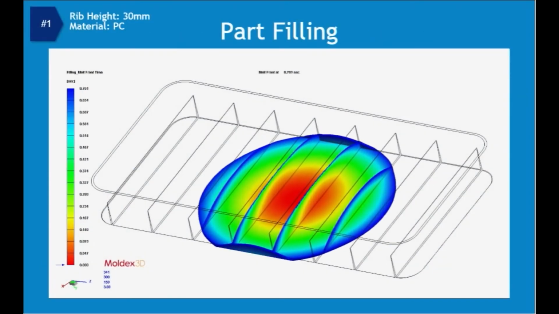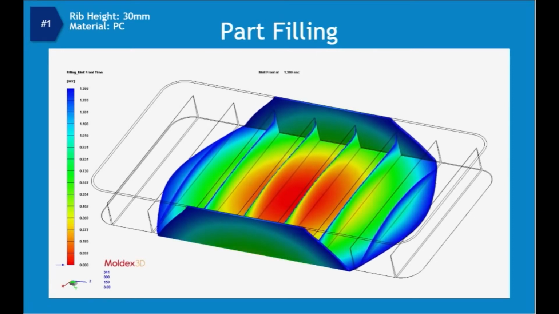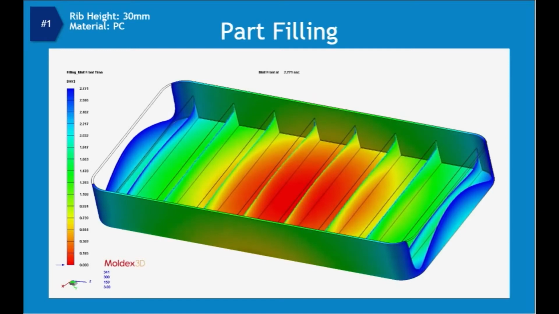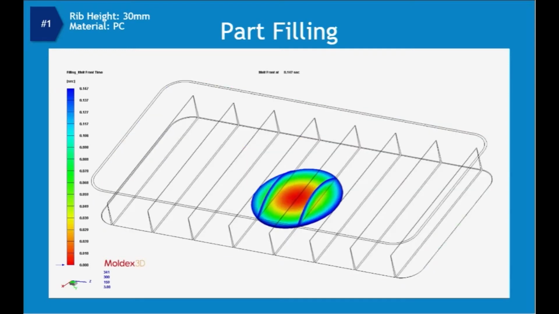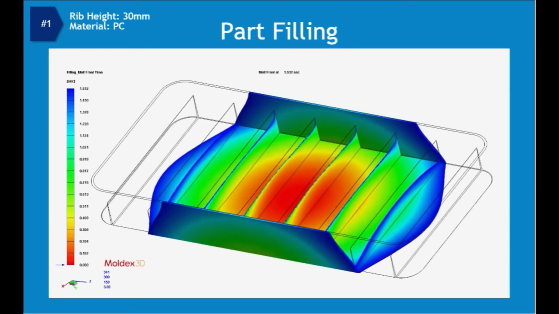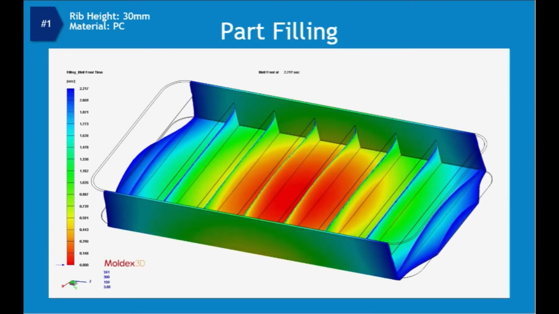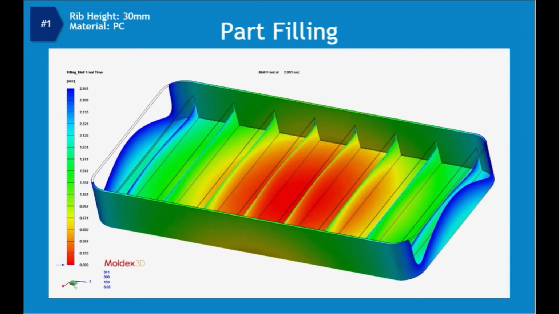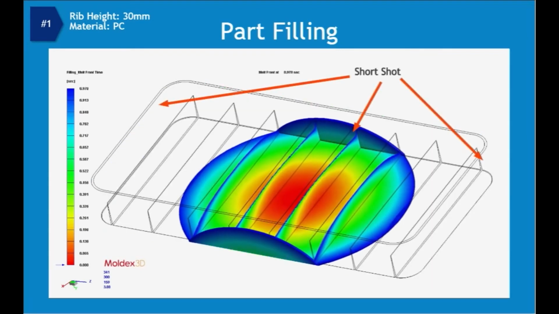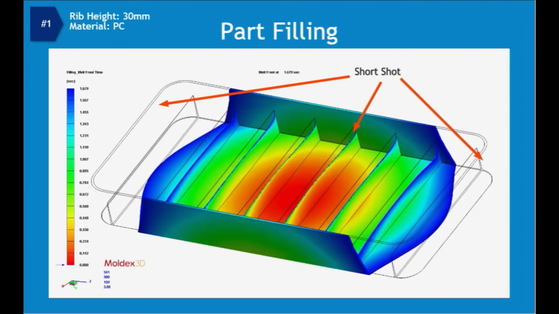Let's start with the PC material, which has a more challenging flow characterization than the PP material. The goal is to fill the part in 2 seconds with a mid-range mold and melt temperature. This animation shows the fill pattern for the PC molded part with the taller rib height of 30 mm. You can see the fill pattern clearly indicates that the ribs and sidewalls cannot be filled, indicating a severe short shot condition.